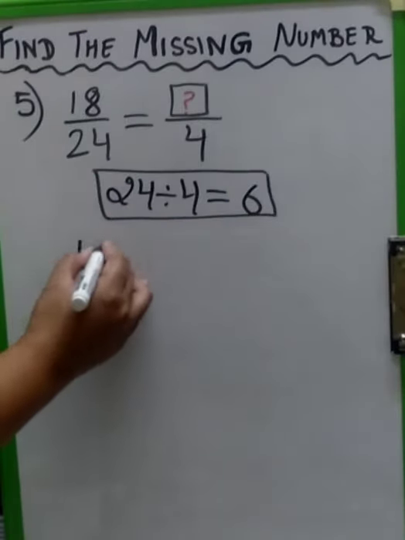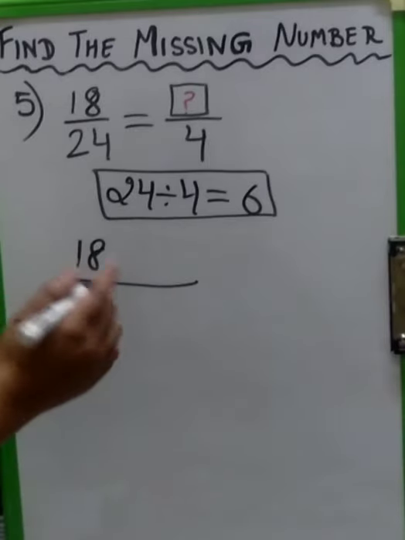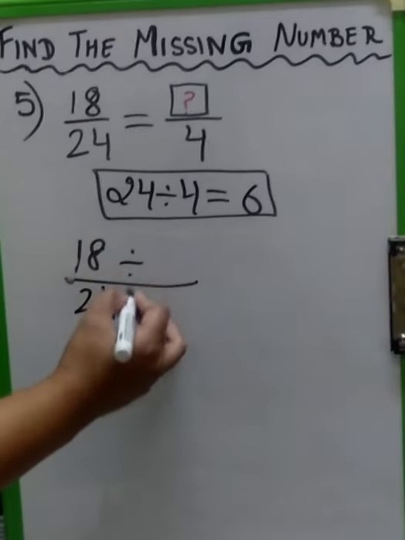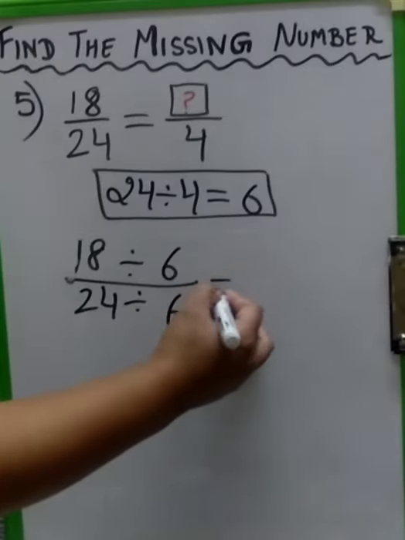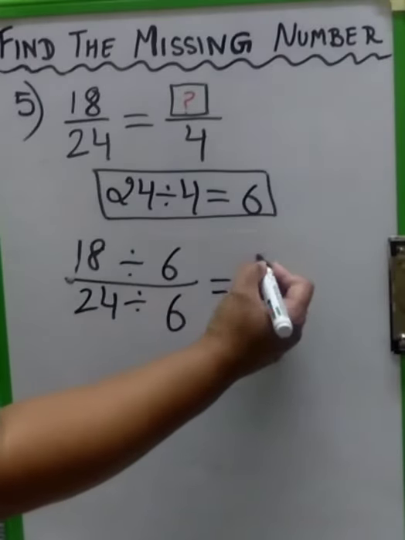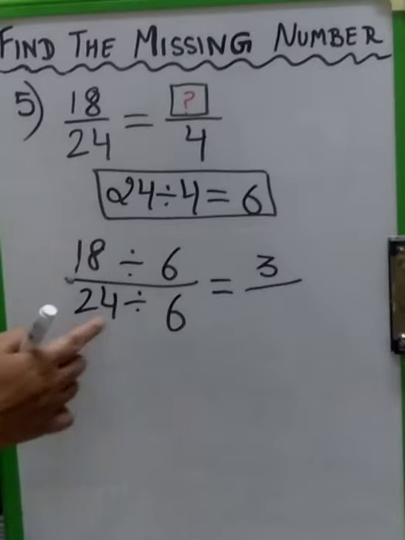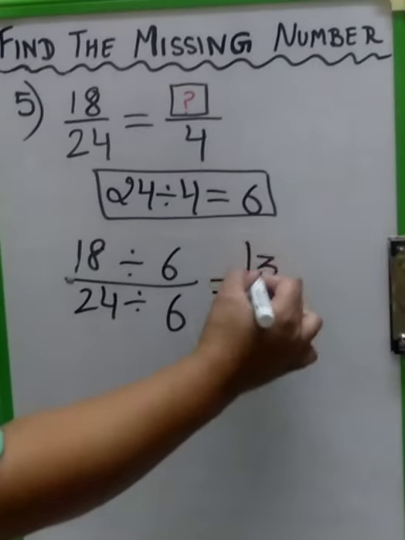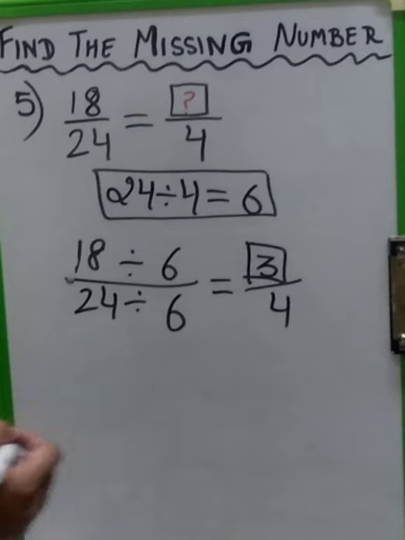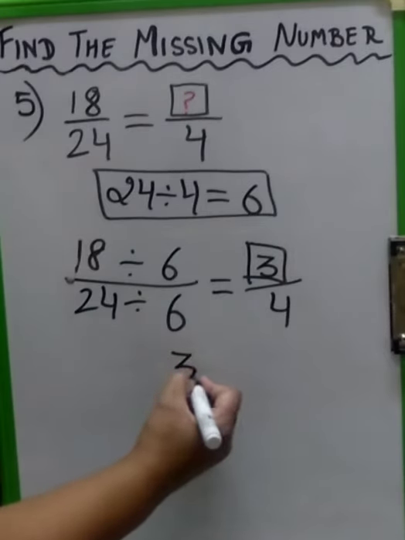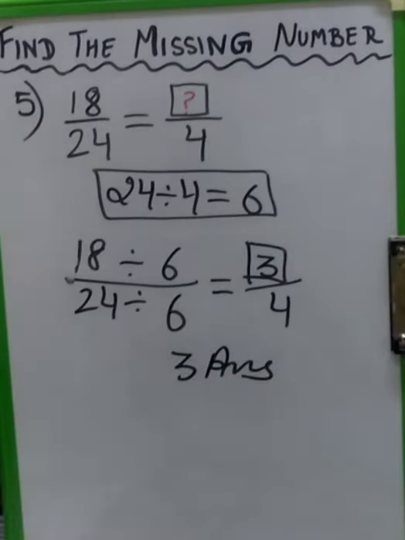It means we need to divide both numerator and denominator of the given fraction by 6. So 18 divided by 6, what will we get? 3. And 24 divided by 6, we get 4. So what is the missing number here? 3. So what will be our answer? 3 will be our answer. Now I hope these examples are clear to you. Now we are going to discuss some more types of examples which will be done in the same way.